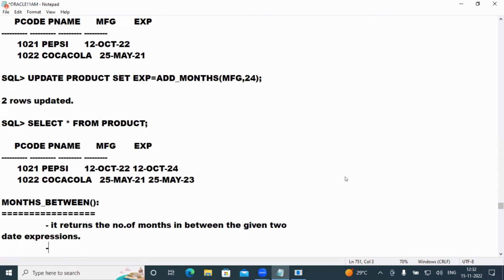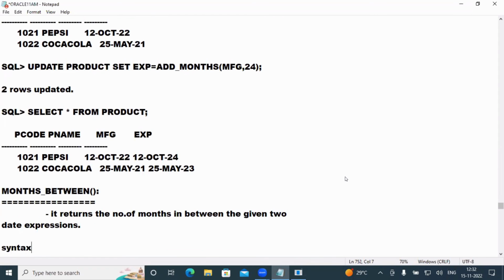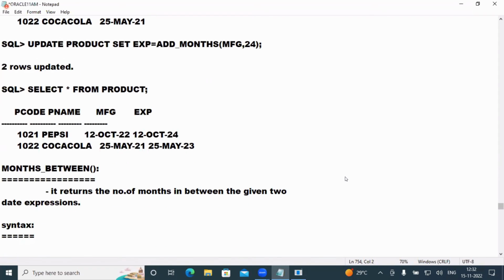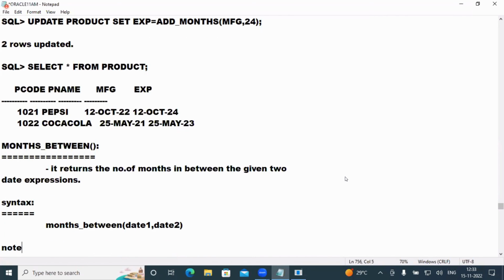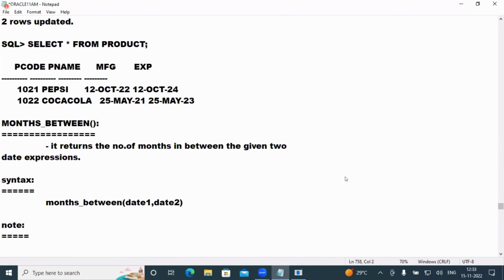And here is one more important point. And syntax first I'm giving, then after that, the note point I will give. What is the syntax here? MONTHS_BETWEEN of date 1 comma date 2. But here one note point is observed. What is the note point here? Date 1 is always greater than date 2. Understand now? Date 1 is always greater than date 2.